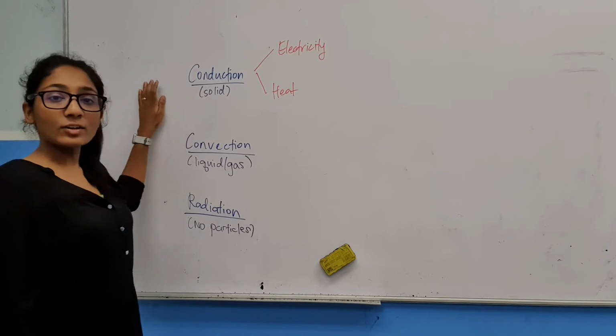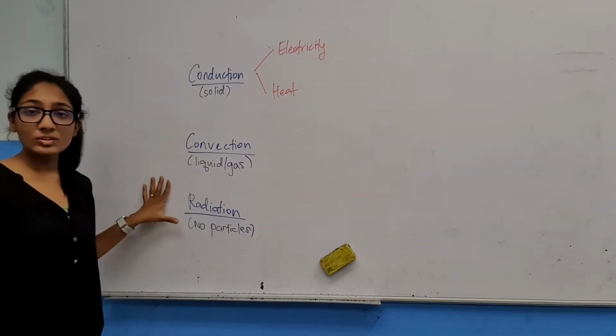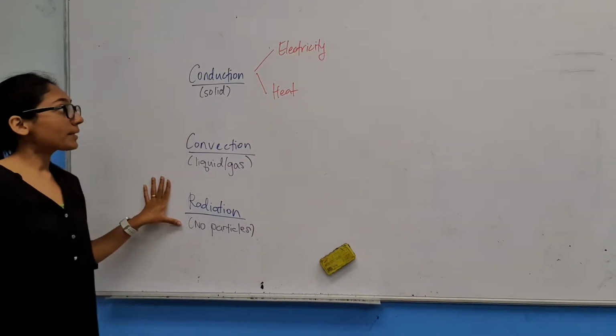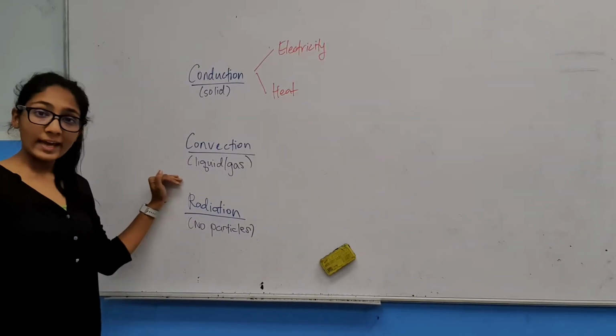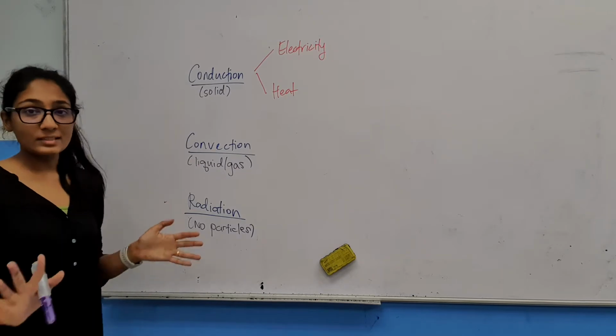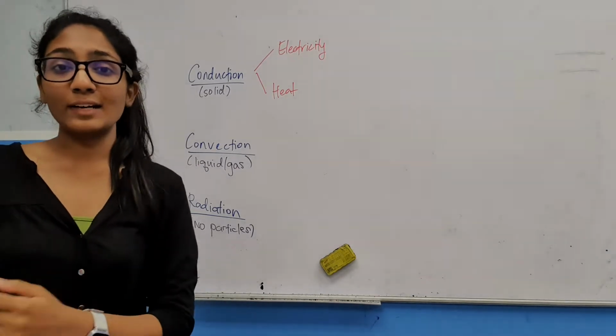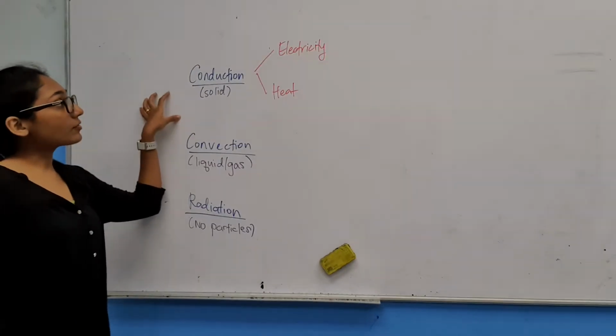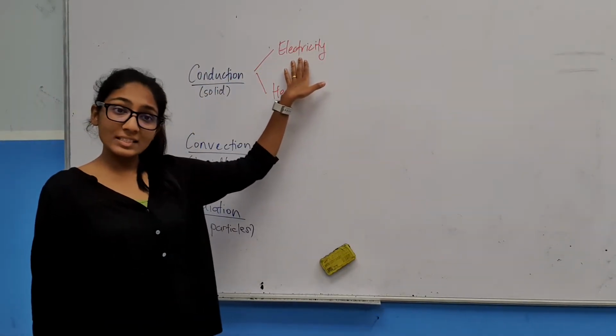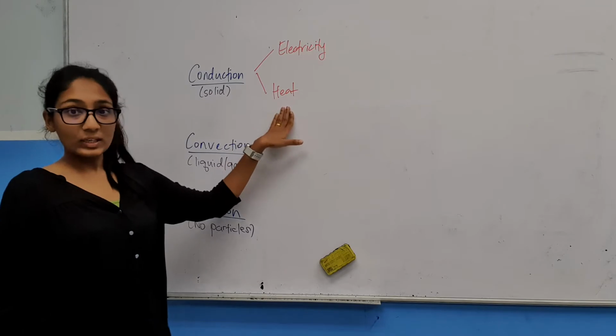So we looked at conduction, convection, and radiation. Conduction happens in solids, convection in liquids or gases, and radiation needs no particles. It involves electromagnetic rays. So, conduction: we have electrical conductors and we have heat conductors.